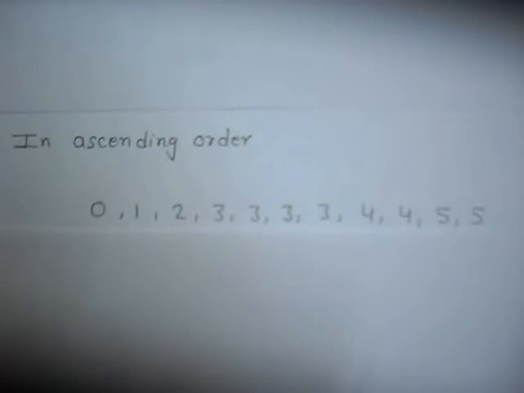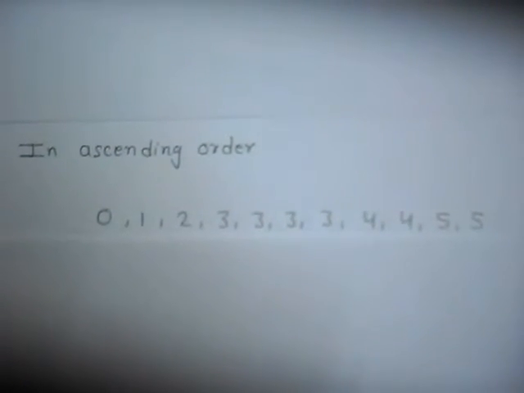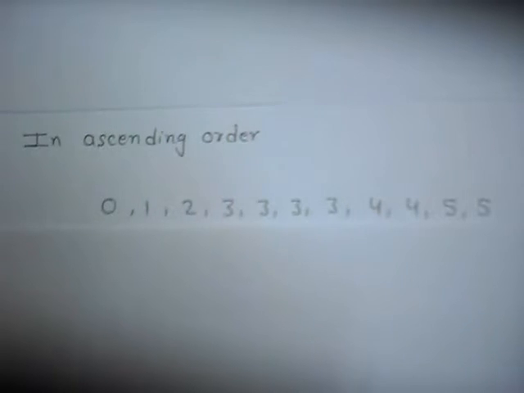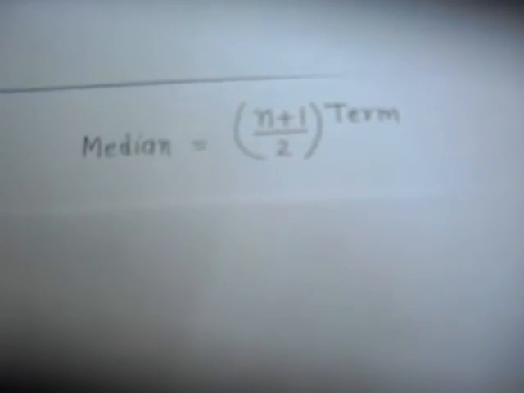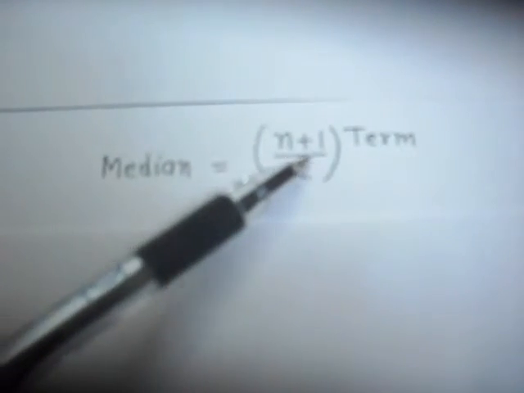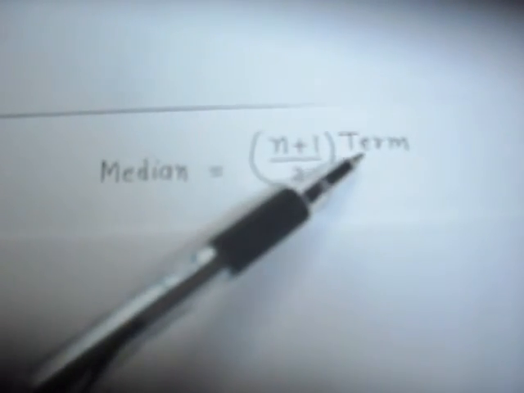Here the total number of observations is odd. That is why we will use this formula: median is equal to the n plus 1 upon 2 term. Just keep in mind that we are using the word term. Here median is equal to the n plus 1 divided by 2 term. As we counted before, the total number of observations is 11.